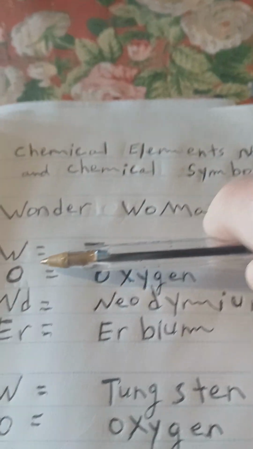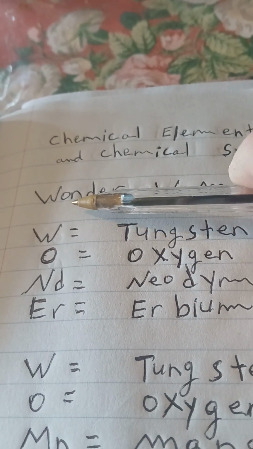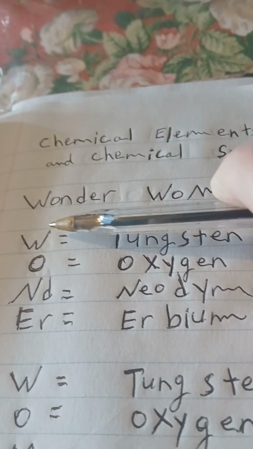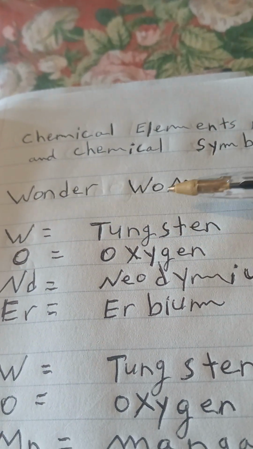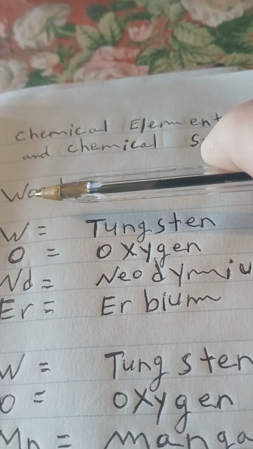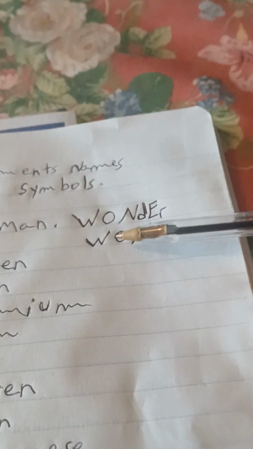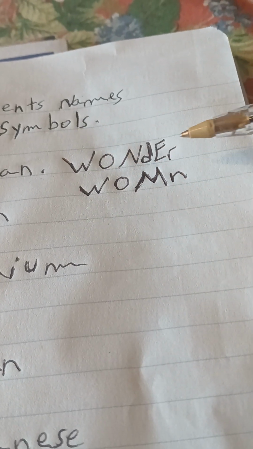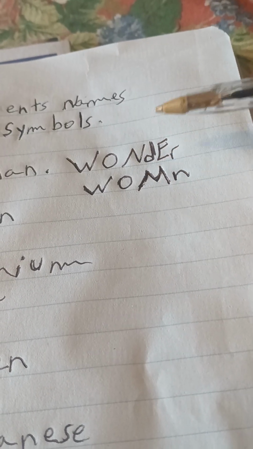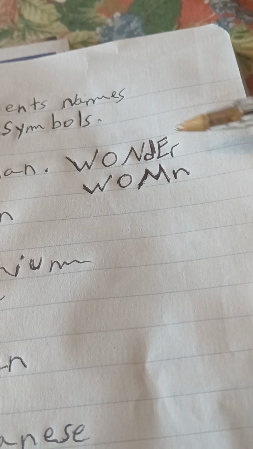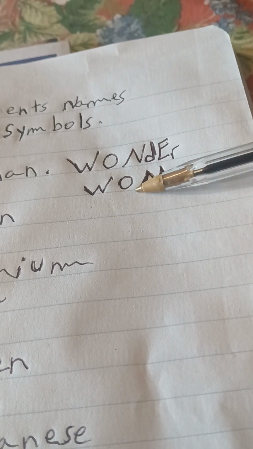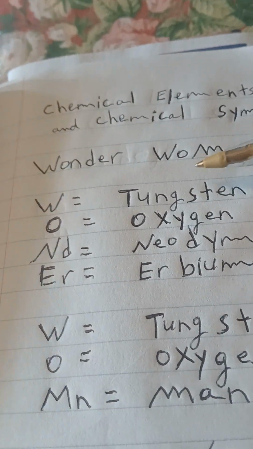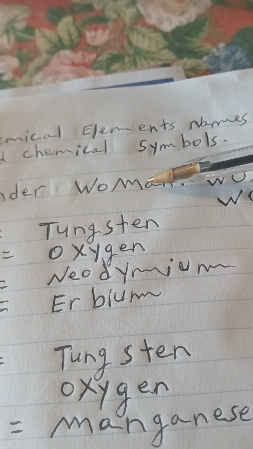Well, we could use the Wonder Woman. See Wonder Woman? WONDER, WOMAN. Now we have to rewrite Wonder Woman as you will see it in the periodic table of elements. So we have to rewrite it: capital W, capital O, capital N, and a small d, capital E, and a small r, capital W, capital O, capital M, and a small n. You notice that we took the A out of woman because you don't need the A.